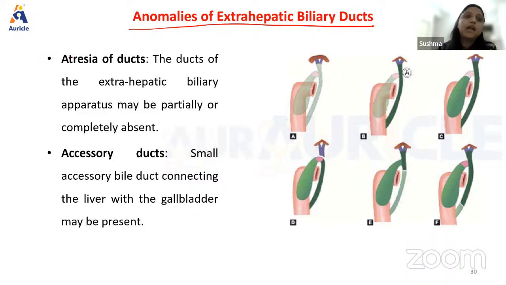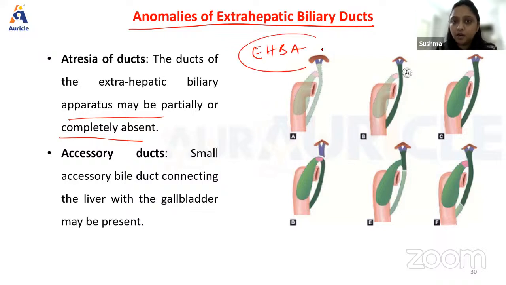Endoderm, remember. Atresia of ducts. The ducts of the extrahepatic biliary apparatus may be partially or completely absent. If there is atresia, what happens? If there is extrahepatic biliary atresia, what does it mean? In a newborn, the bile is not getting excreted at all. There will be a lot of accumulation of bile, because of which the newborn presents to you with jaundice and abdominal distension. Jaundice, the bilirubin crosses even 15 and 20. Will it be conjugated or unconjugated?